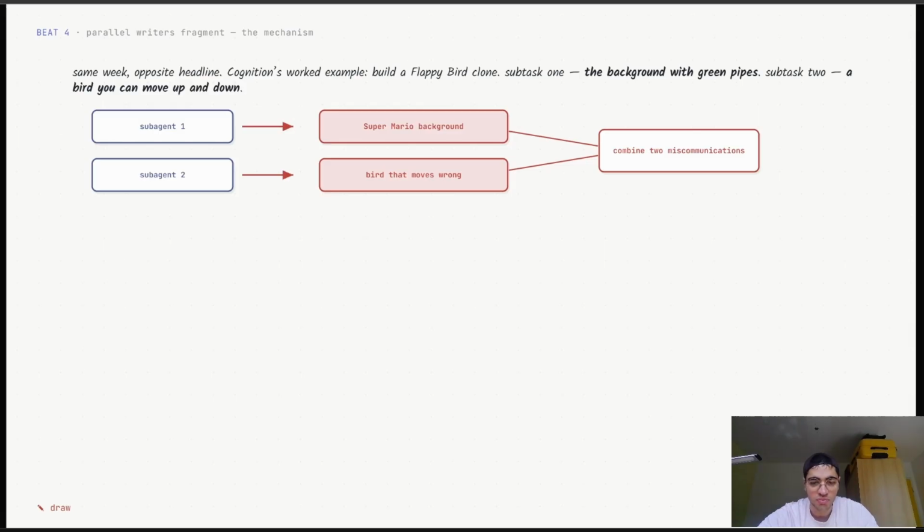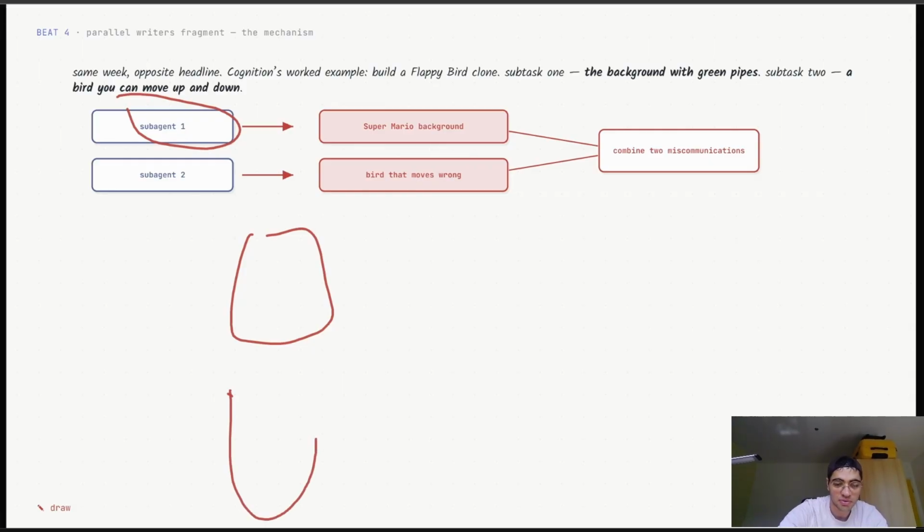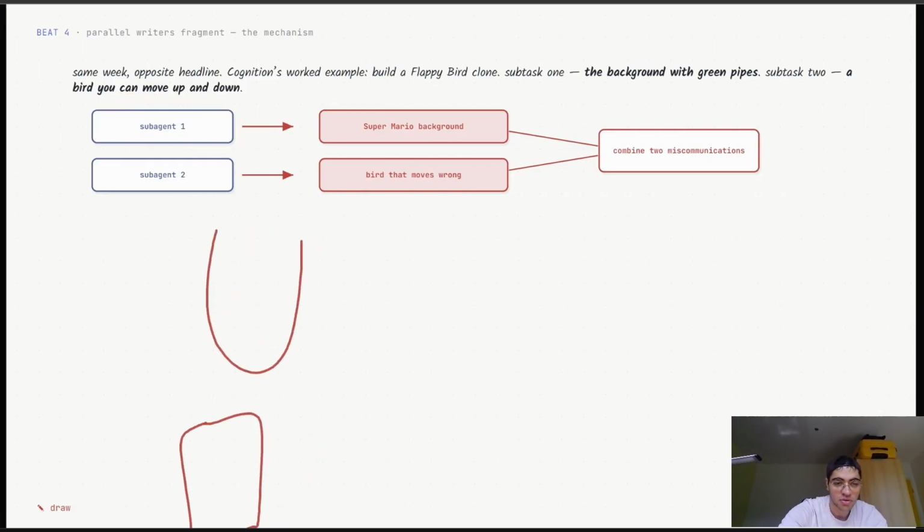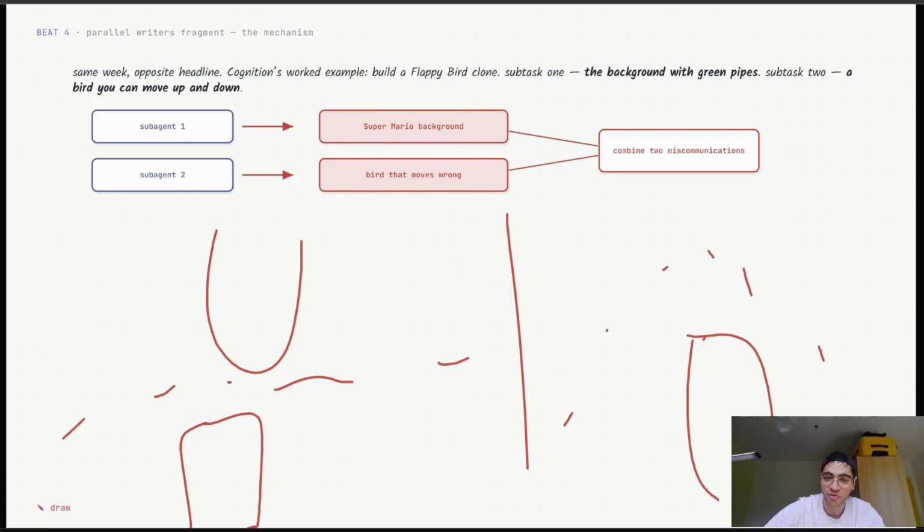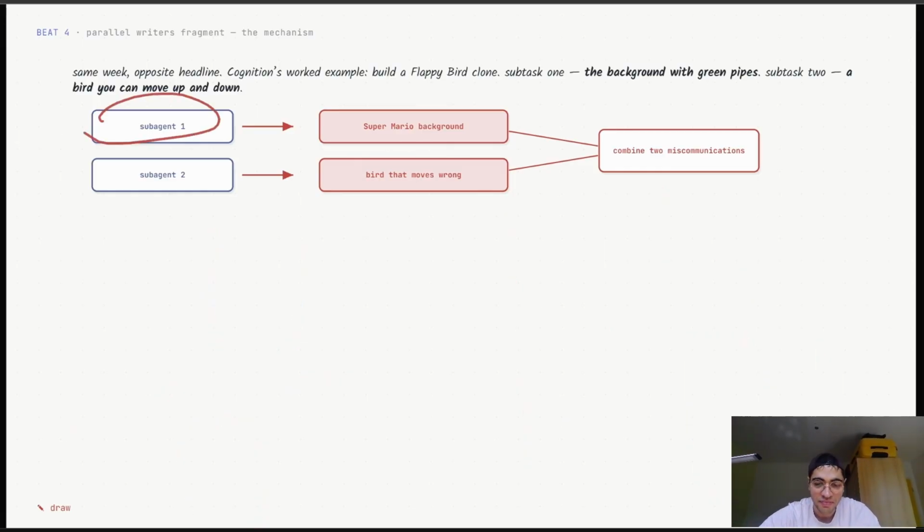What came back is that subagent 1 misread its subtask. It built a background that looks like Super Mario Bros, which would not work, because in Flappy Bird you have this pipe, this pipe, this pipe, and then your bird going through the pipes. On the other hand, in Super Mario, you're jumping over pipes. You don't have the parallel pipe on the upper part. So basically it built the wrong thing. Subagent 2 built a bird, but it does not look like a game asset. It basically built a wrong moving bird.